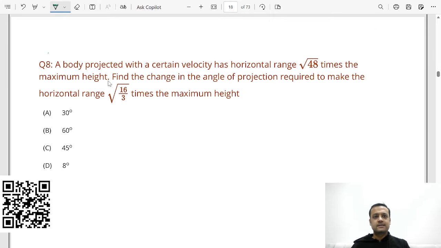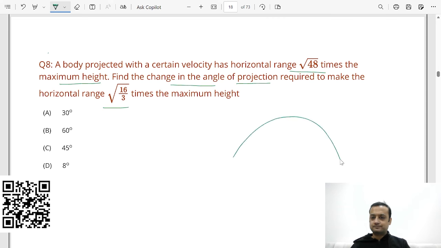Let us look at this question, guys. Basically here we have a body which is projected with a certain velocity, which has range root 48 times the maximum height. Now the question is asking what is the change in the angle of projection required so that the range becomes root 16 by 3 times the maximum height.